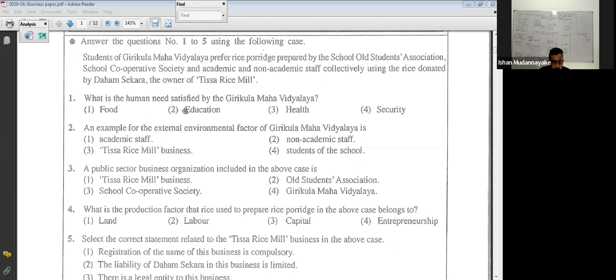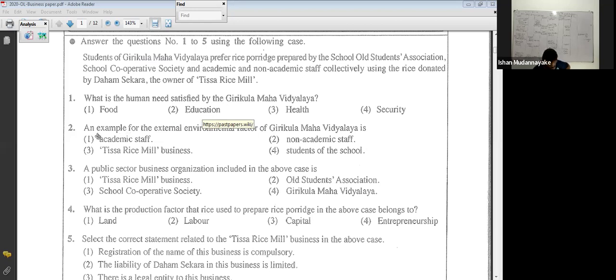Now, for the first one, what human need is satisfied by Girukula Mahavidyalaya? The second one, education, is the answer. Yes, correct. The human need of education is satisfied by Girukula Mahavidyalaya, not the rice porridge.